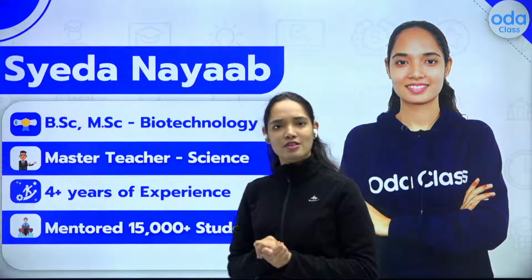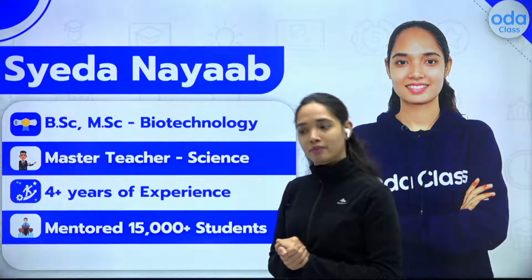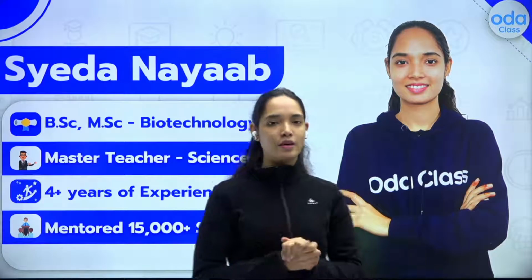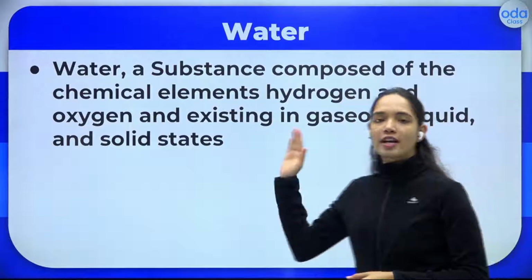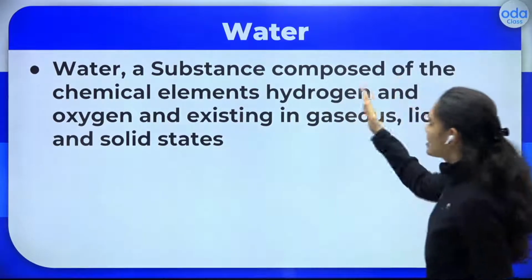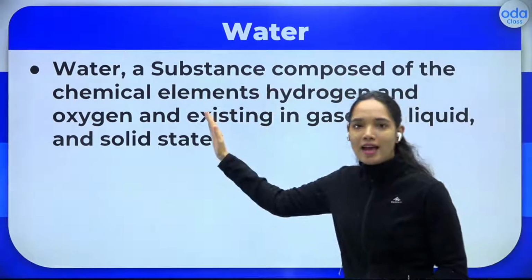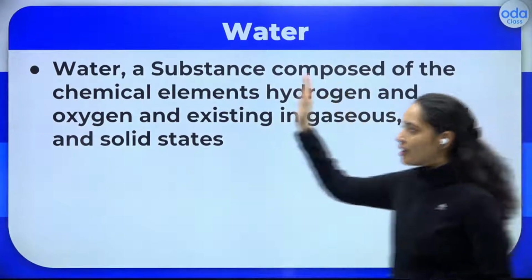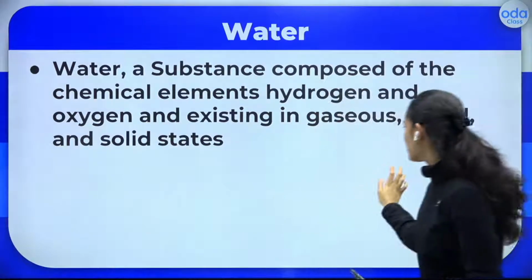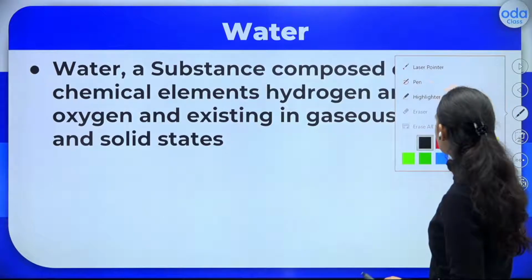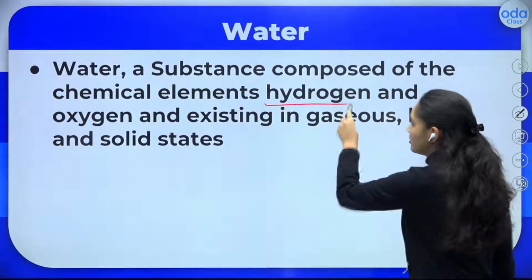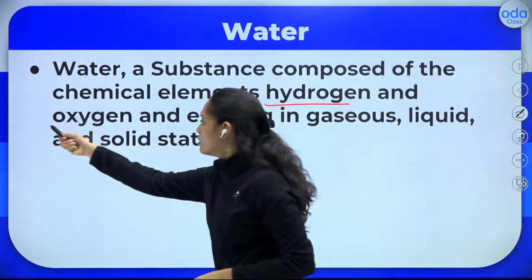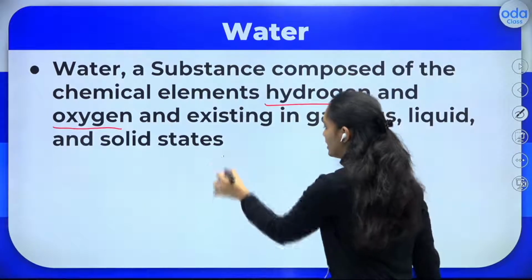Yes, very good. Some of you have answered it as a liquid. Yes, a precious liquid. So students, if we define water properly, water is a substance that is composed of the chemical elements hydrogen and oxygen. Isn't it, students? So water is a substance which is composed of the chemical elements hydrogen and oxygen.